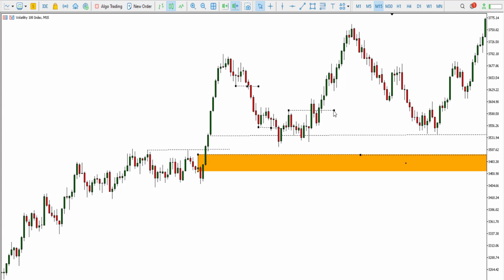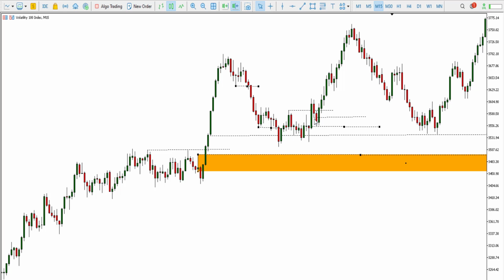This is a change of character, a shift in market structure. We have broken this. We will expect price to come back to an institutional reference point. Remember, institutional reference point: fair value gap, order blocks, or a liquidity void. Look at this. This is a fair value gap at this point. After that change of character, we have price coming back to this fair value gap. Look at this. This is the fair value gap.